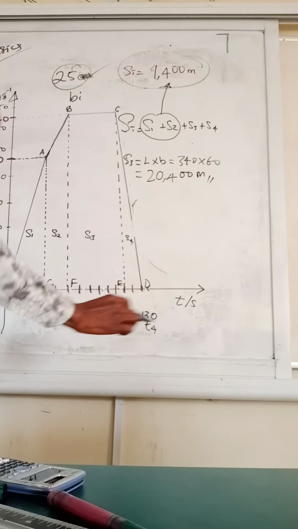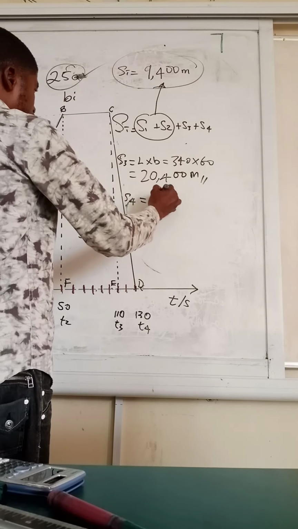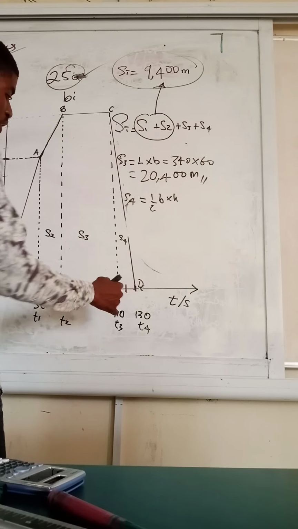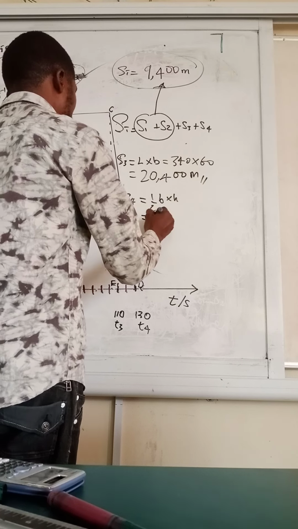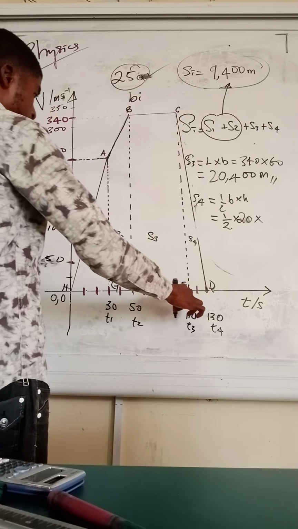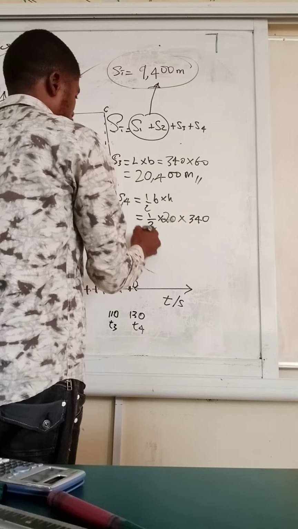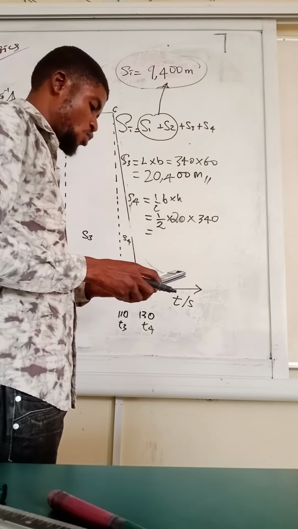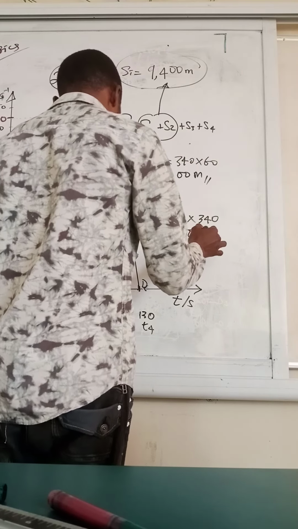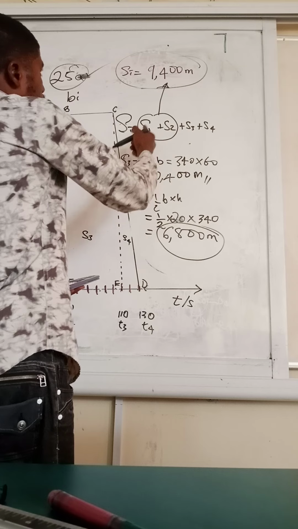So the last section is the area of this triangle. That is S4. S4 is half base times height. Our base is, let's count. I told you my graph here is 1 cm to 10 units. So this is 10, 20. So I have 1 over 2 times 20. My base is 20 times height. My height is traceable to 340. If you do that, we have 20 times 340. It will give you 6,800 meters.